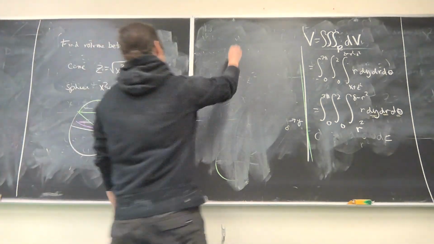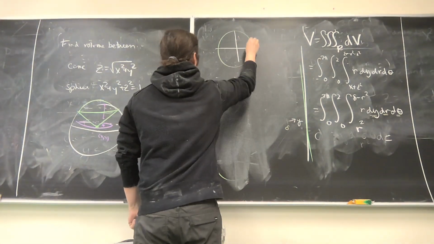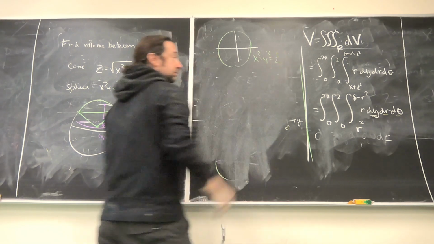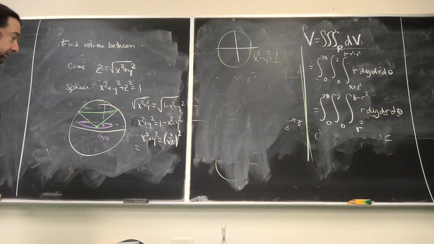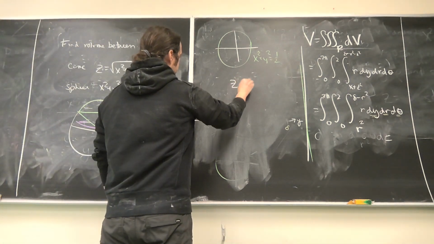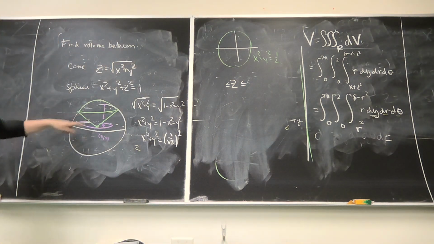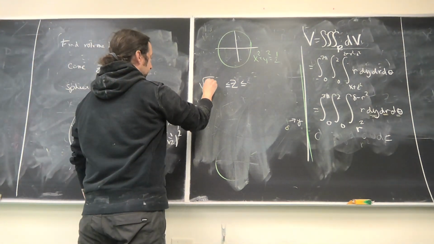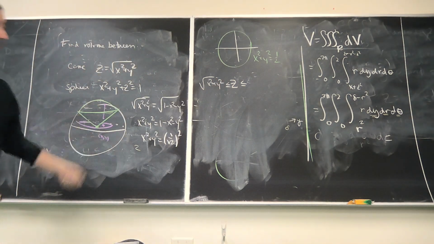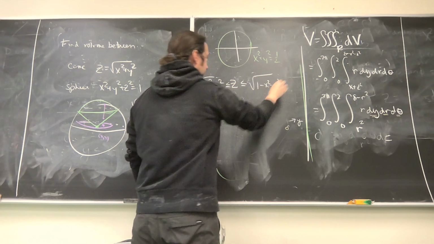So my domain looks like this. This circle is x squared plus y squared is equal to 1/2. And I think my z values are stuck between the cone on the bottom, which is the square root of x squared plus y squared, and the sphere on top, which is the square root of 1 minus x squared minus y squared.